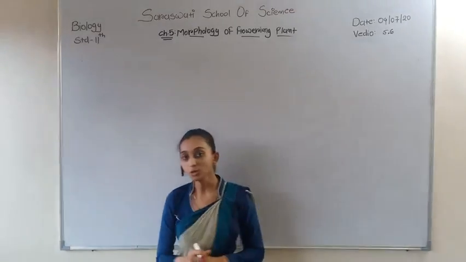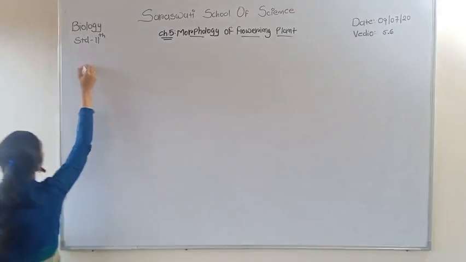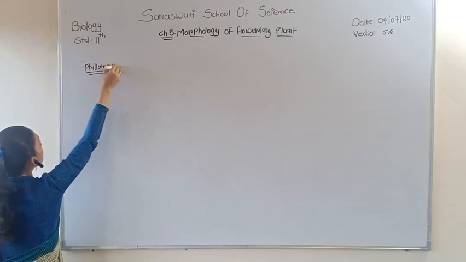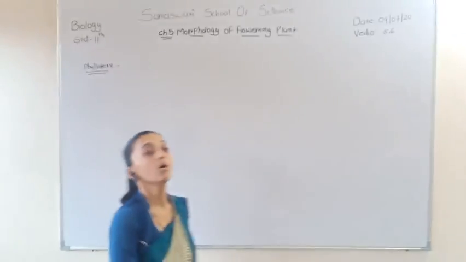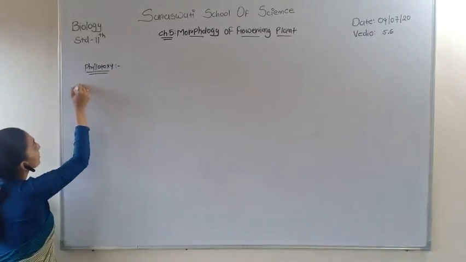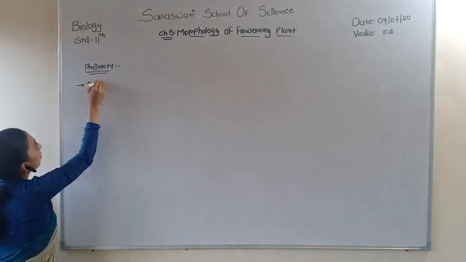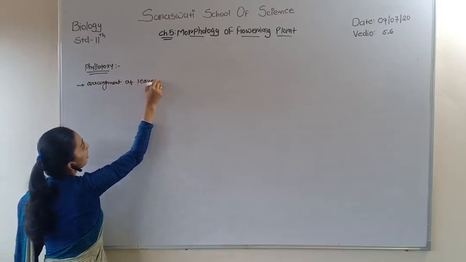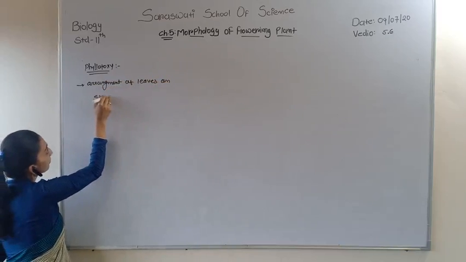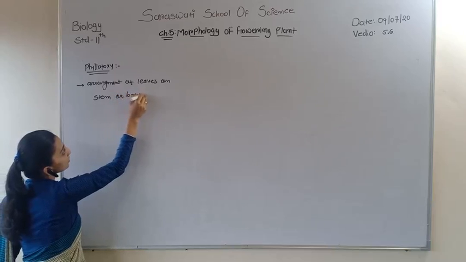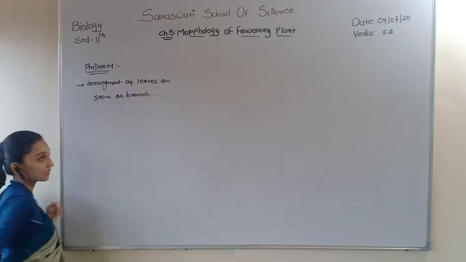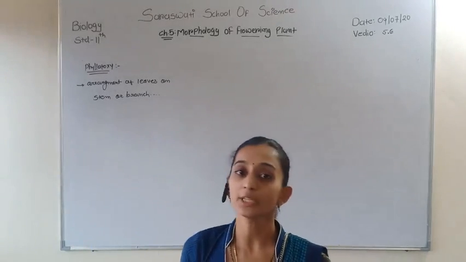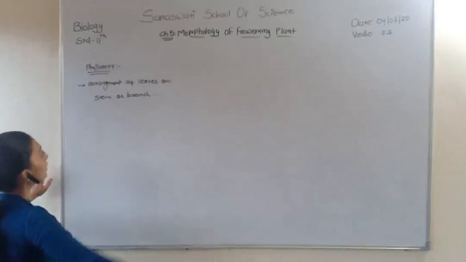Now we discuss the second topic related to the leaf, that is phyllotaxy. Phyllotaxy is the arrangement of leaves on a stem or branch. Which type of leaf arrangement is on the stem or branch? It is known as phyllotaxy. We have to study three types of phyllotaxy.